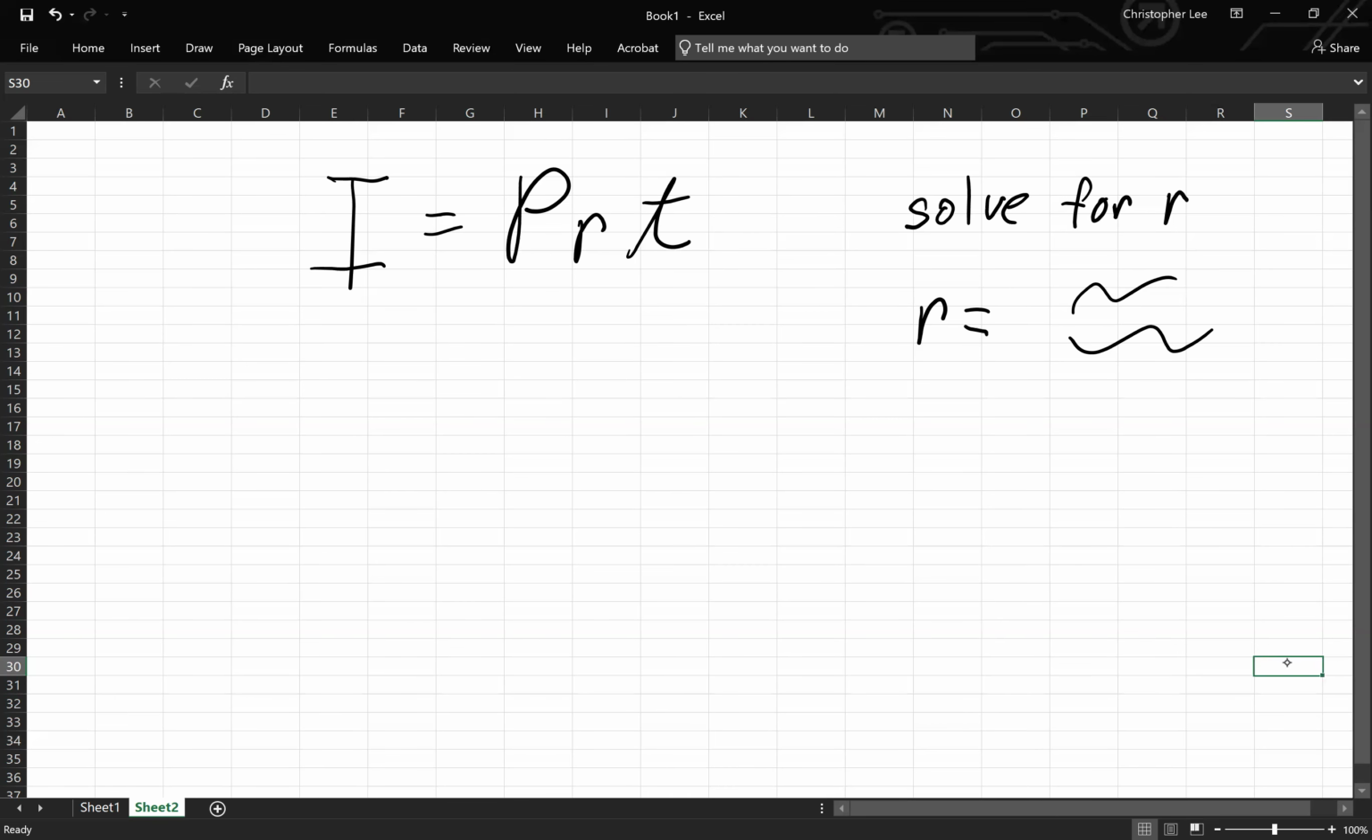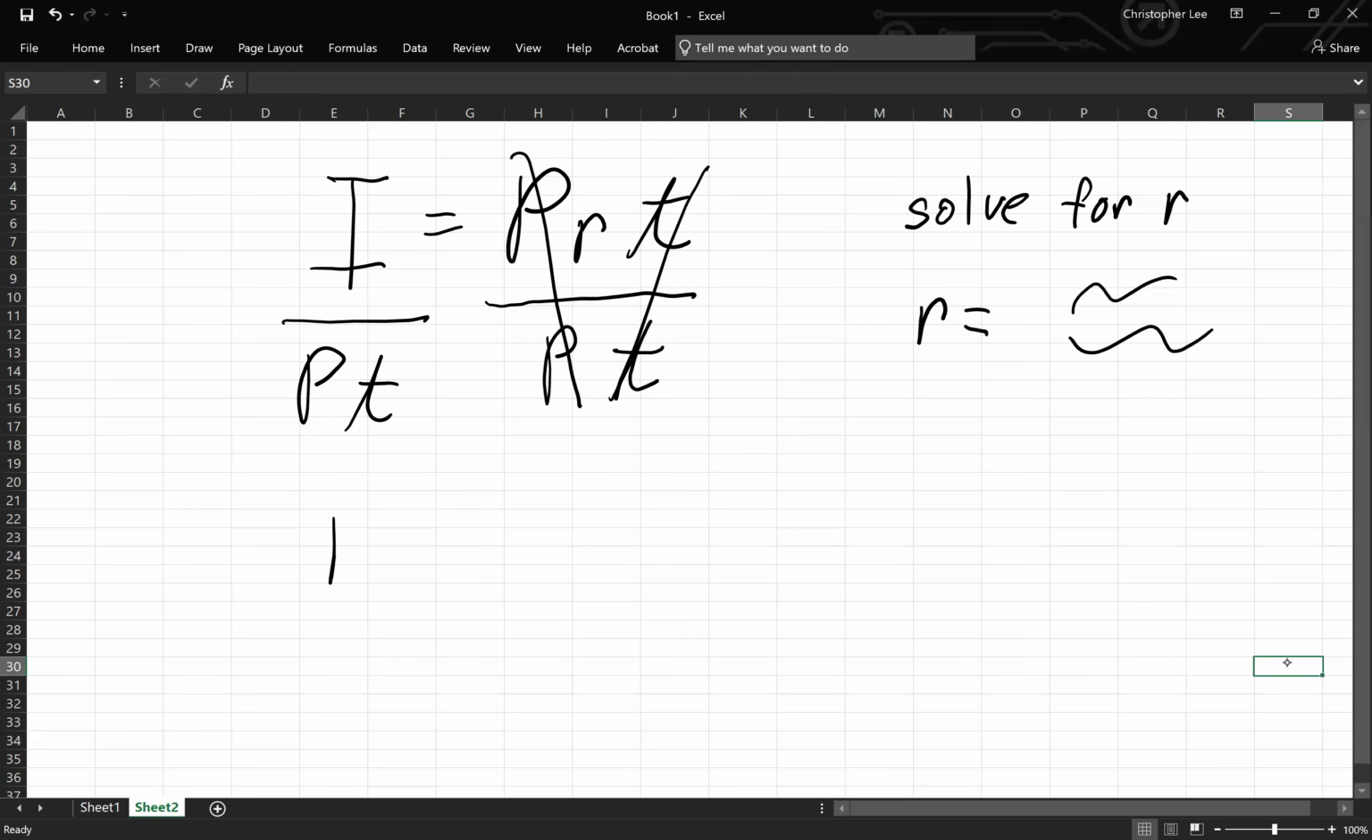What you do to one side, you have to do to the other side. So now I'm going to do I over P and T. So I over P and T equals R. And that's it. That's all I wanted. For me, I would have just done it in one step. Divide by P, divide by T. These will cancel out. What I do to one side, I do to the other. All right. So R is equal to I over PT.